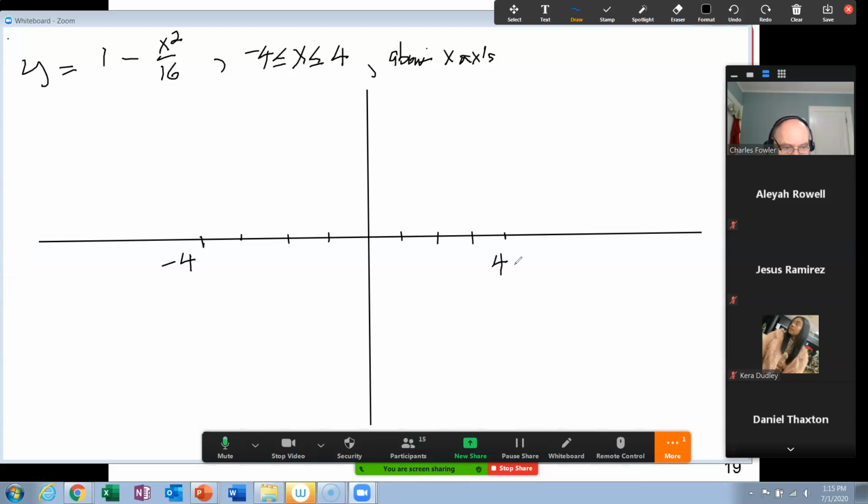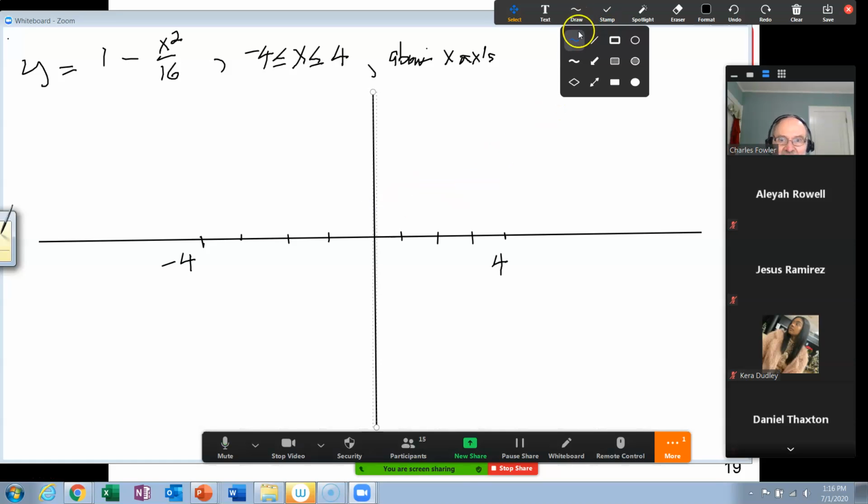parabola opening downward. Okay, that's why the minus x squared. Okay, and it doesn't rise very high because when x is equal to 0, this is 1. So that's just going to go to about here. Well, yuck. Let me first move this back. I don't know why it does what it does.